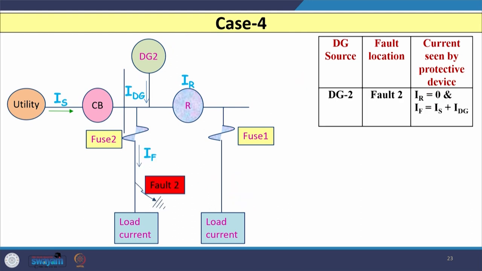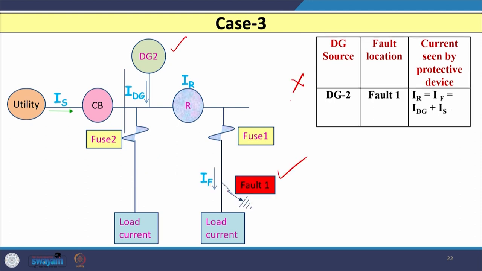Similarly, if I consider the fourth case, DG2 and fault 2, then the current through the recloser is 0, it is not there, and the current through the fuse comes from both the utility as well as the DG. So this case is also not important.